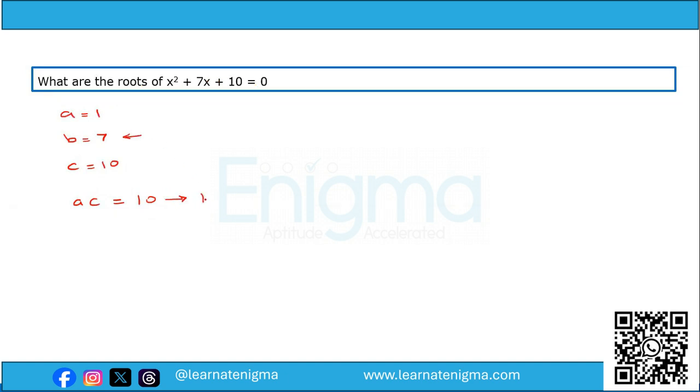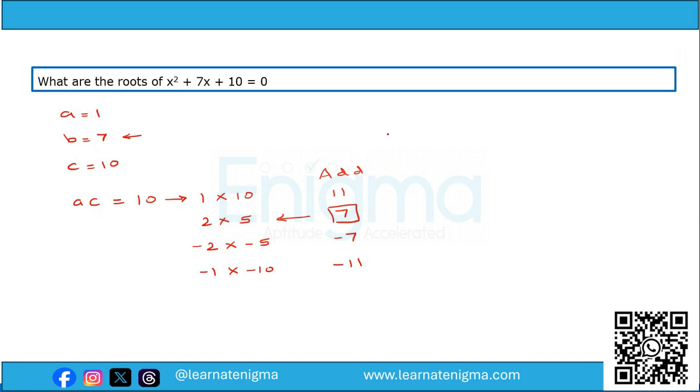So 10 can be factorized as 1 multiplied by 10, 2 multiplied by 5, minus 2 multiplied by minus 5, minus 1 multiplied by minus 10. So the addition of factors in each of these cases comes out to be 11, 7, minus 7, minus 11. We want it to be 7. So therefore we select the factors as 2 and 5.